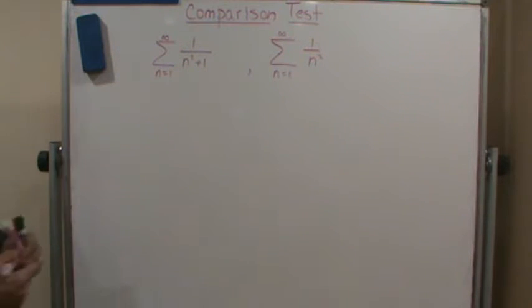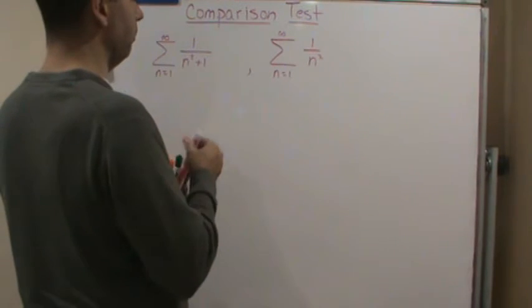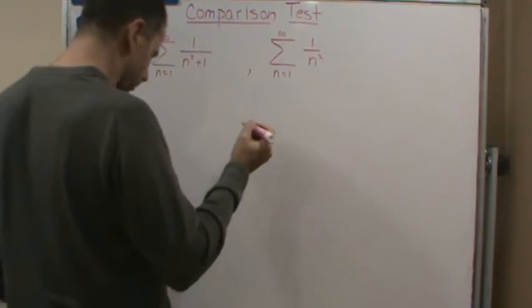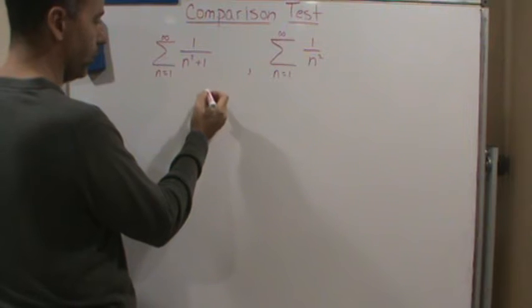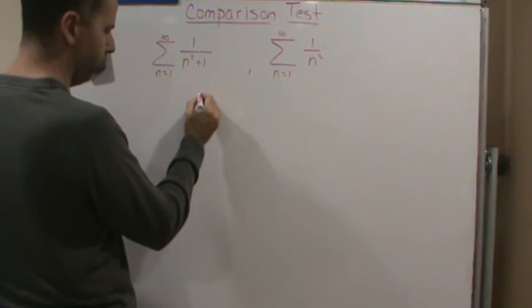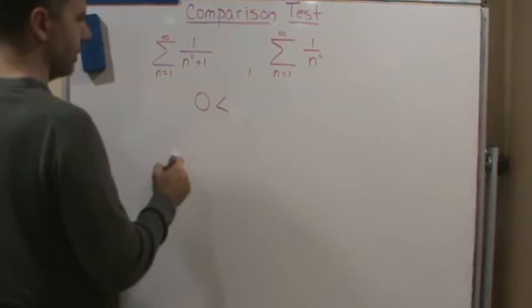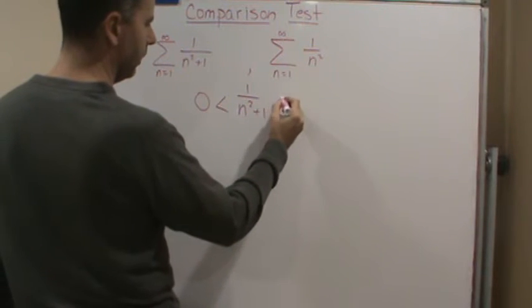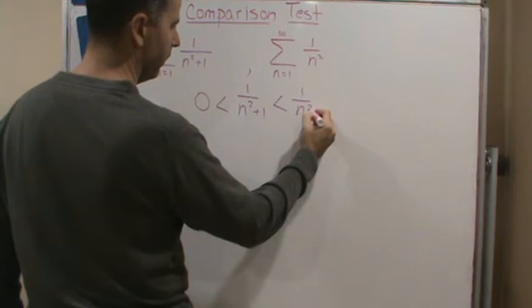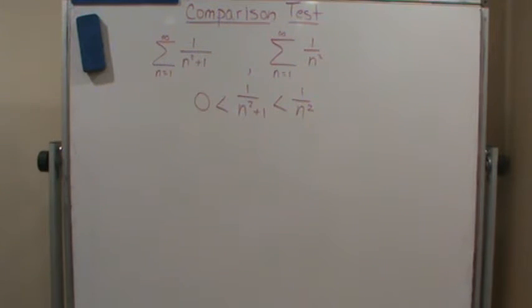And furthermore, what else do we have? We know that for all positive integers n, 0 is less than 1 over n squared plus 1, which is less than 1 over n squared.